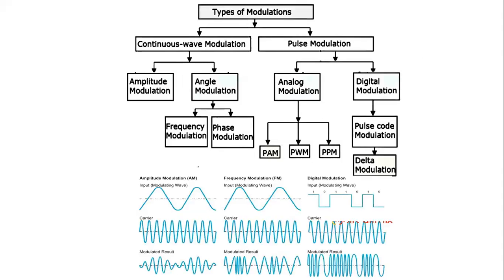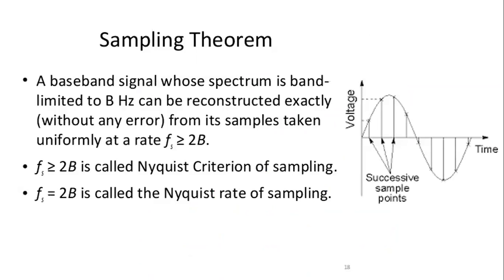Now, this is what we discussed just now. We have gone ahead with amplitude modulation, and we have seen frequency modulation, which were related to analog or continuous waves. When you talk about digital modulation, you are talking about pulses. Now, how are these pulses created? These pulses are created with the help of sampling. Now, how is this sampling done? Sampling is done at successive sample points.